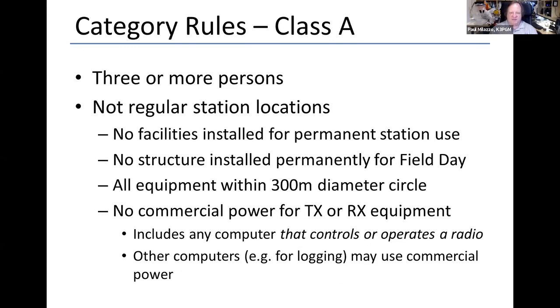Any equipment has to fit within the 300-meter diameter circle, and you're not allowed to use any commercial power for your transmitting or receiving equipment. That means the radios, but also any computer that controls or operates a radio, like the FT8 thing. It does not include computers that are just used for logging or Zoom or controlling coffee pots. Those can all be plugged into commercial power.